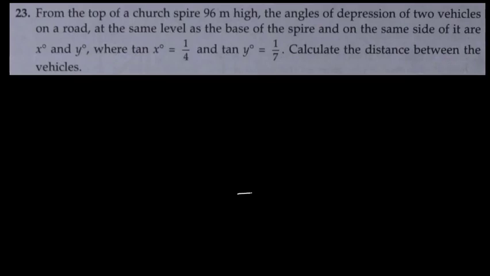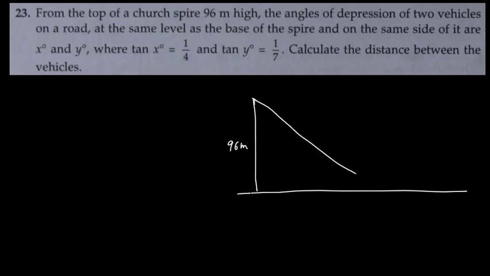So this is a horizontal road. On this is the church spire, which is 96 meters high. Now from this top we see two cars, one like this and the other like this.